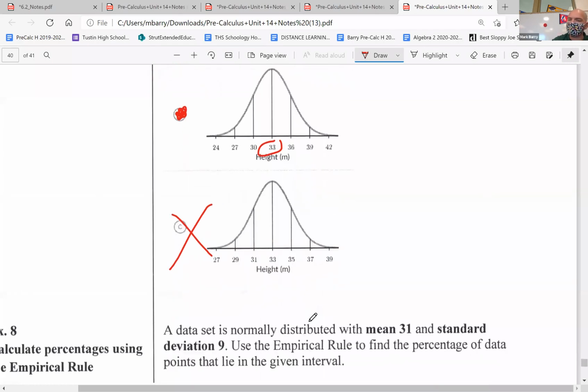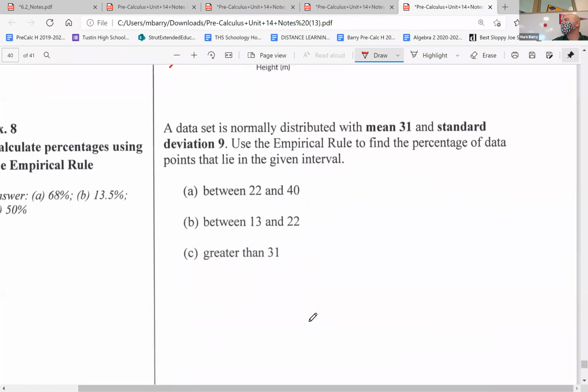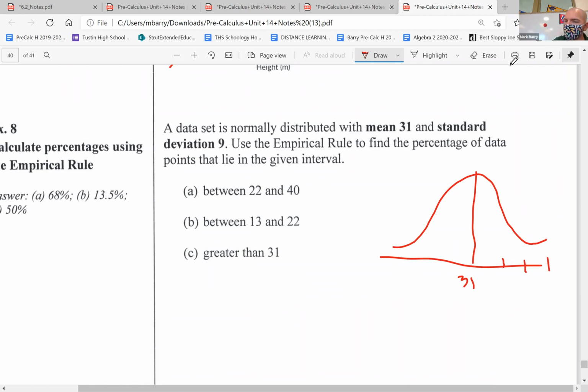All right, the better question I like to ask is questions like this. So this one says a data set is normally distributed with a mean of 31 and a standard deviation of 9. Use the empirical rule to find the percentage of data that lie in a given interval. So I would always, with that given information, draw my little bell-shaped curve, okay? You put the mean in the middle, and then you go 3 standard deviations out.